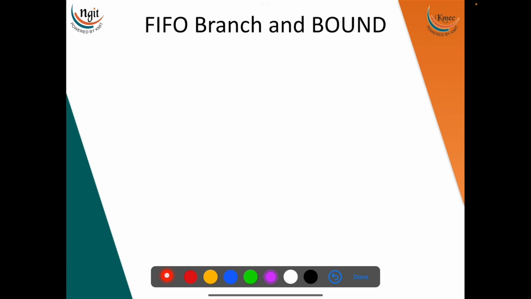Now we'll discuss those three strategies: FIFO branch and bound, LIFO branch and bound, and least cost search branch and bound. For that, I'm taking an example. This example is job sequencing with deadlines. We are very much familiar with this job sequencing.